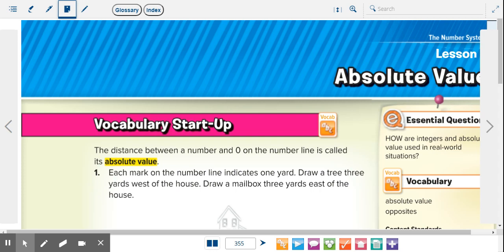All right, so we're going to go into lesson 2 today. A couple days ago, we talked about integers and graphing and all that type of stuff. Now we're going to talk about absolute value. Absolute value kind of deals with those opposites that we talked about the other day, but a little different. We'll go into that here shortly.